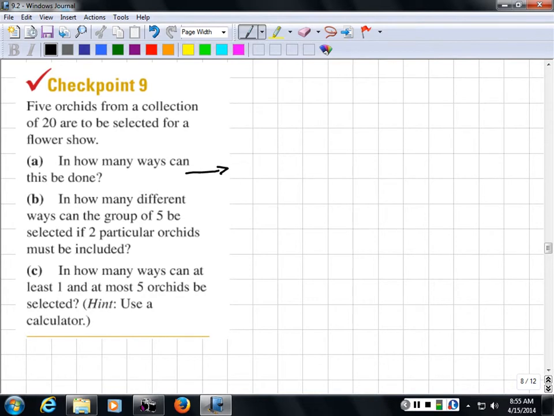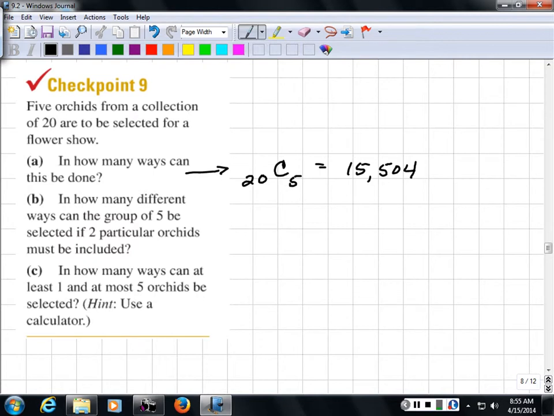5 orchids from a collection of 20 are to be selected for a flower show. In how many ways can this be done? This does not say anything about specific order, so this is a combination. I'm going to take 20 and choose them 5 at a time. Type it into the calculator or whatever app I'm using and get 15,504.